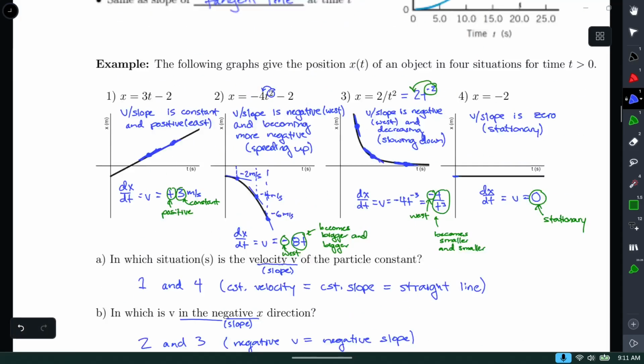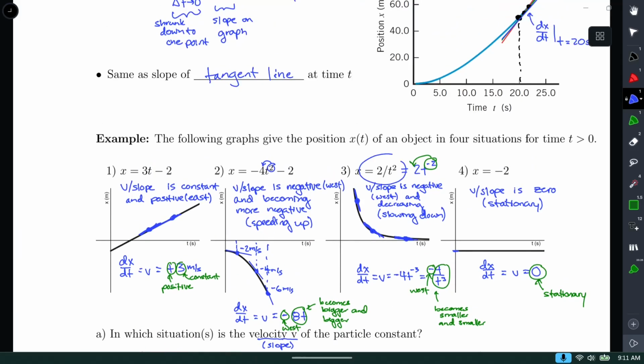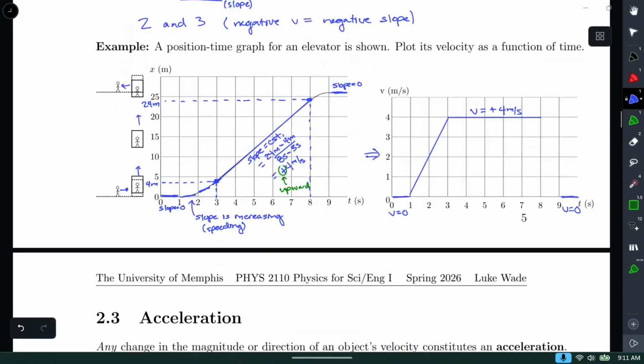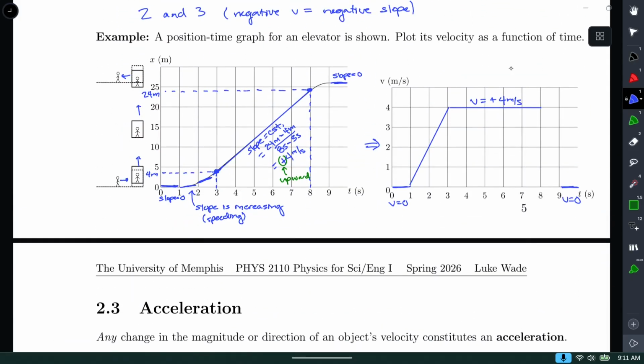I need an actual function like I have up here and take a derivative, or I just need to kind of parse this data a little better, do some numerical differentiation.